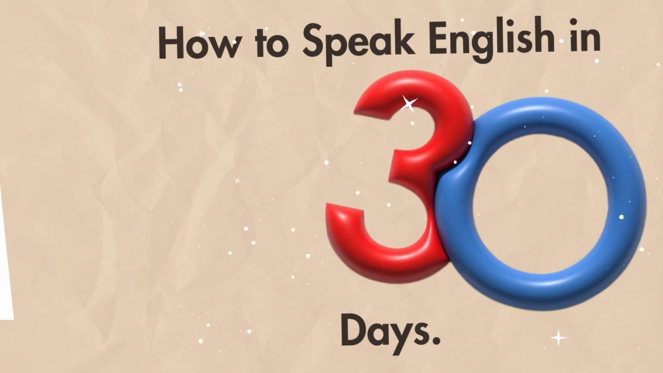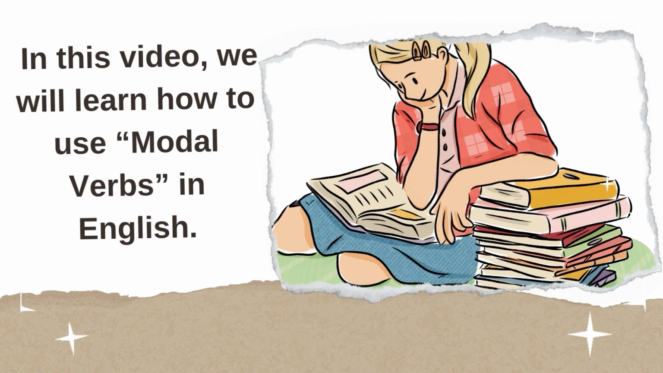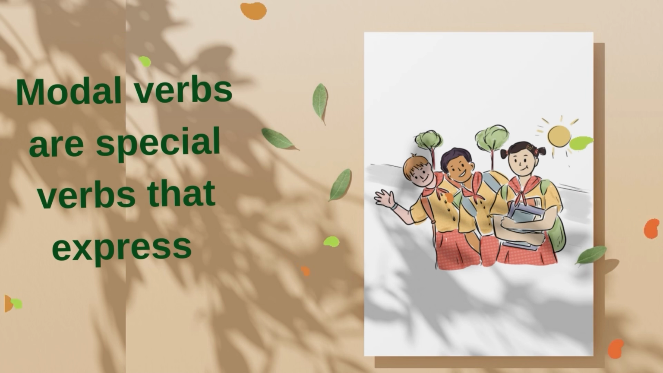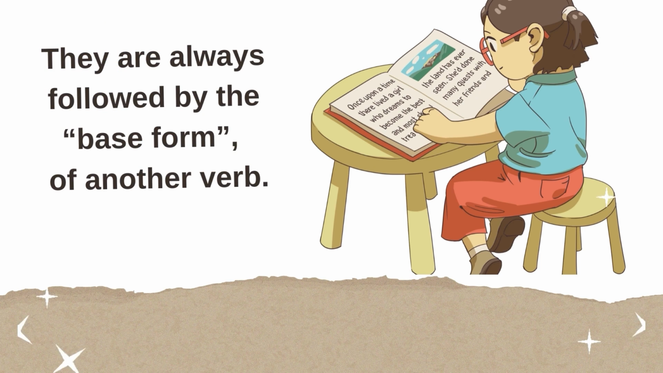How to speak English in 30 days. In this video, we will learn how to use modal verbs in English. Modal verbs are special verbs that express possibility, ability, permission, obligation, or advice. They are always followed by the base form of another verb.